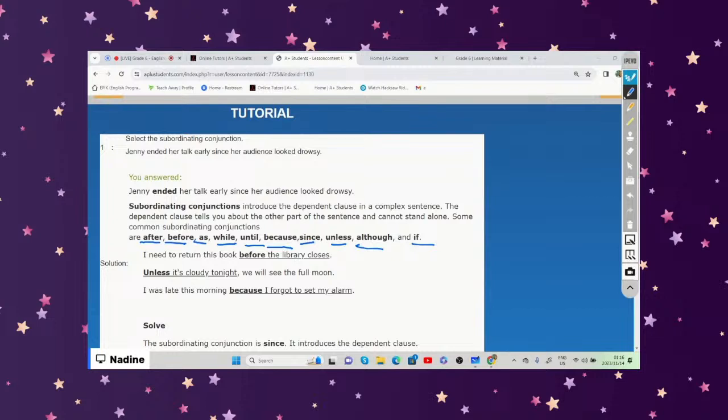Right? So if we look now at this one sentence, it says, I need to return this book before the library closes. So by only looking at this one sentence, I need to return this book. That is basically a sentence that can stand on its own, and that is why we call that an independent clause.